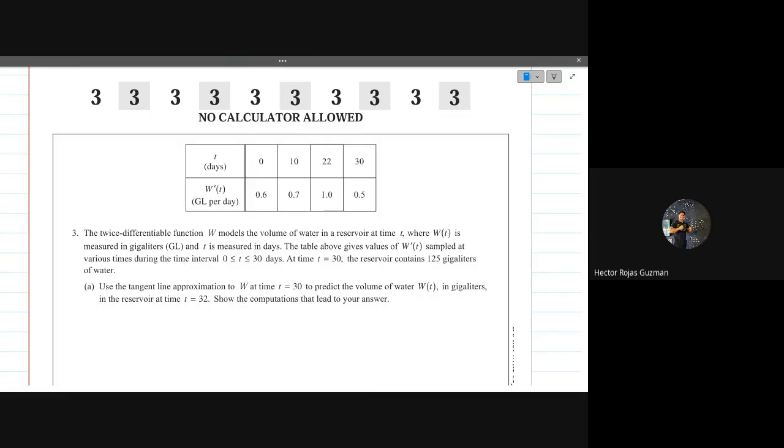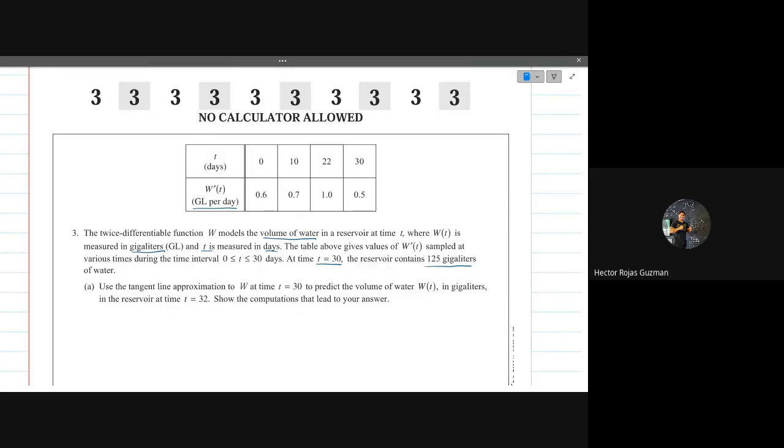So it says the twice differentiable function W models the volume of water in gigaliters. T is measured in days. But we're given a table with W prime, which is going to be a rate, as you can see by the units, gigaliters per day. At T is equal to 30, there is 125 gigaliters of water in the reservoir. Use a tangent line approximation to W at 30 to predict the volume of water at 32.